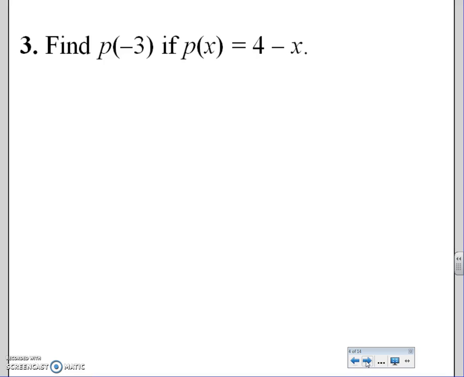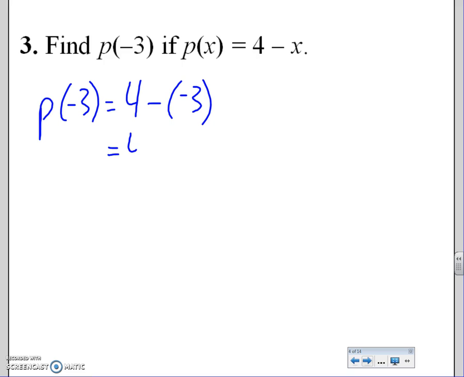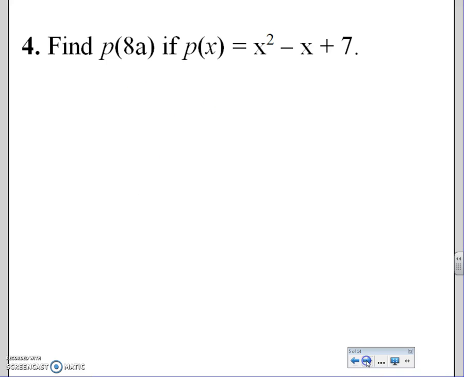Find the value of p of negative 3. If p of x equals 4 minus x, well, that means plug in negative 3 where x is. So 4 minus negative 3 in parentheses. You put it in the calculator, but that's really 4 plus 3, which is 7. Just plug in negative 3 for x.